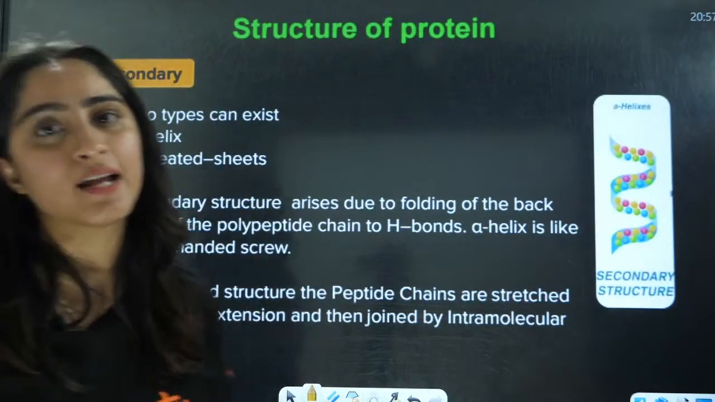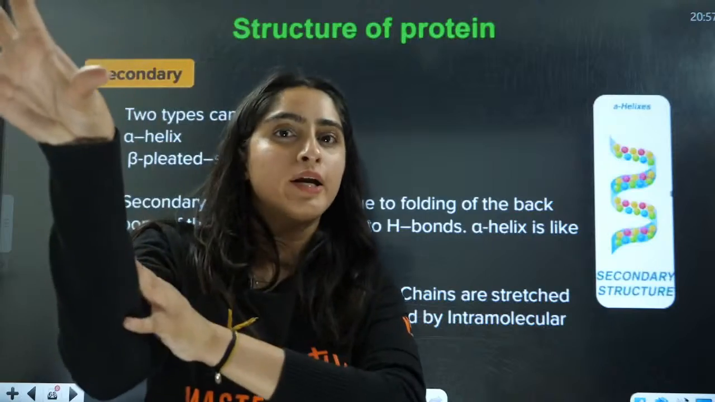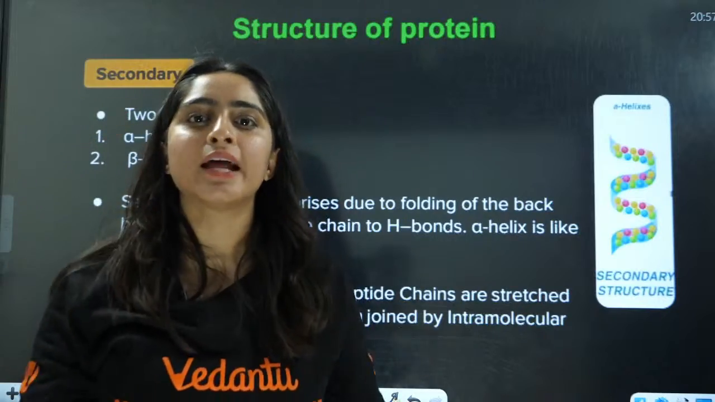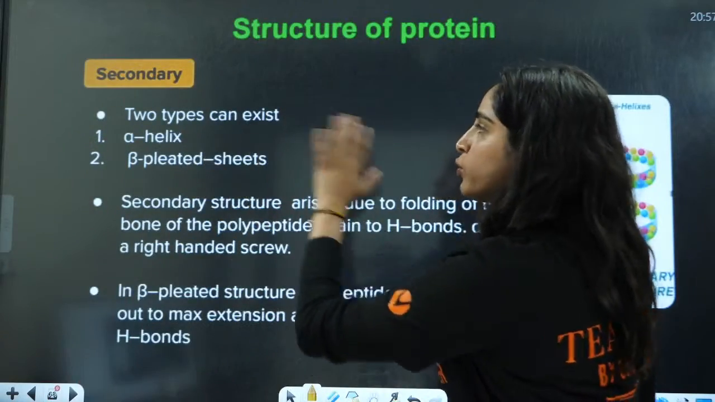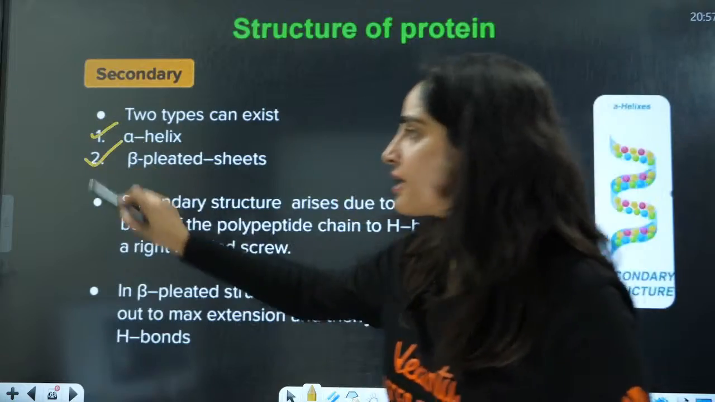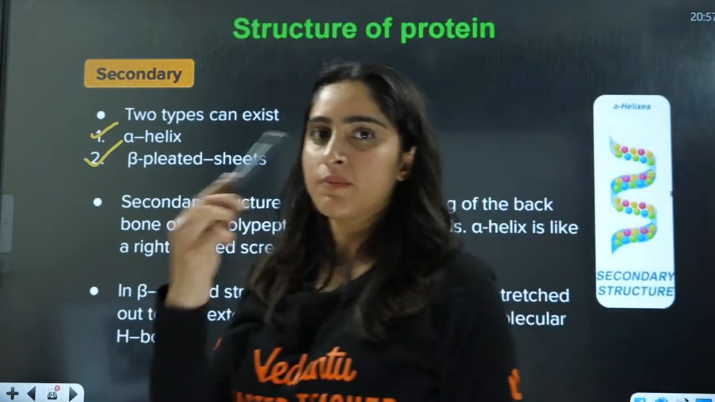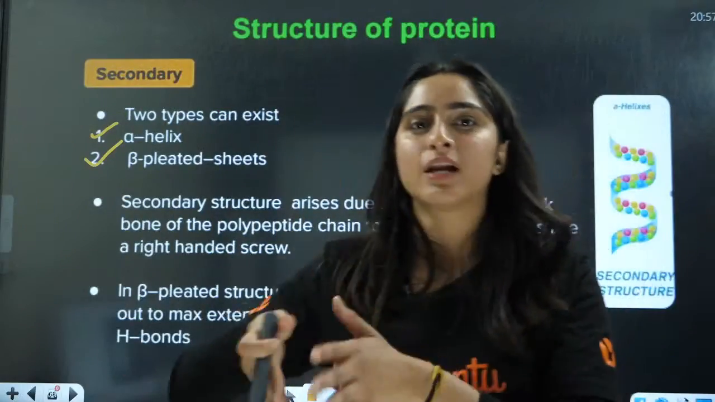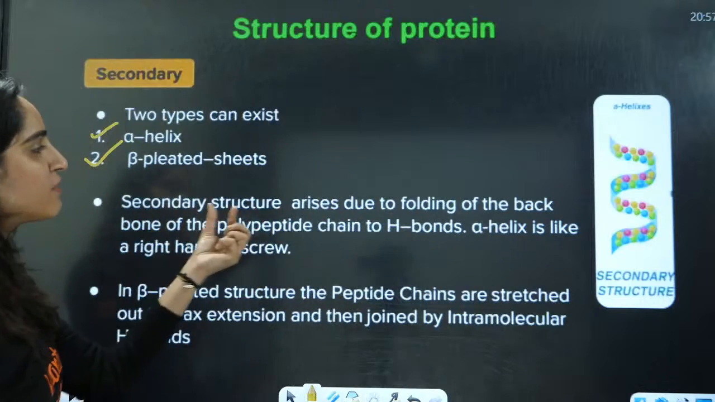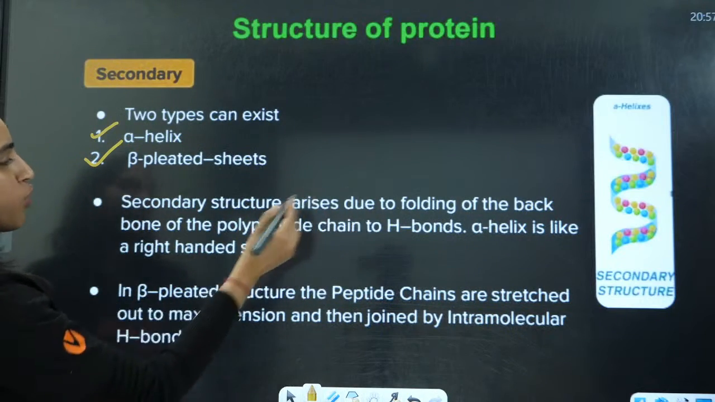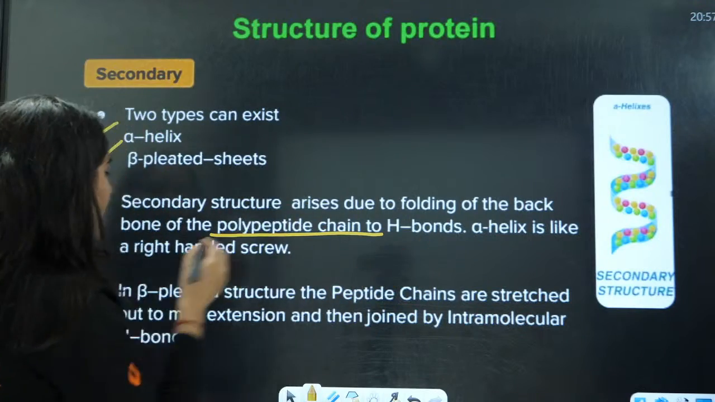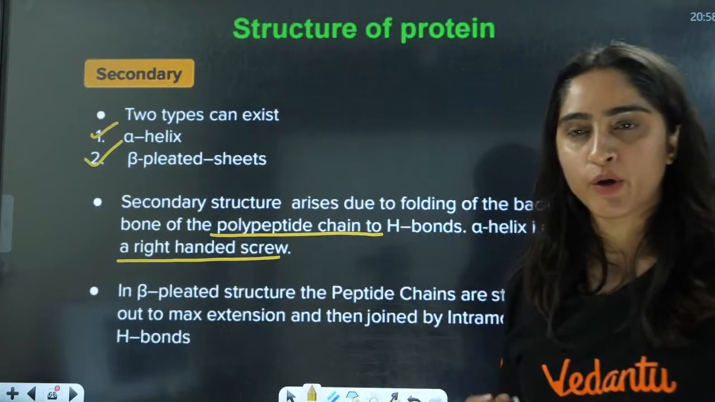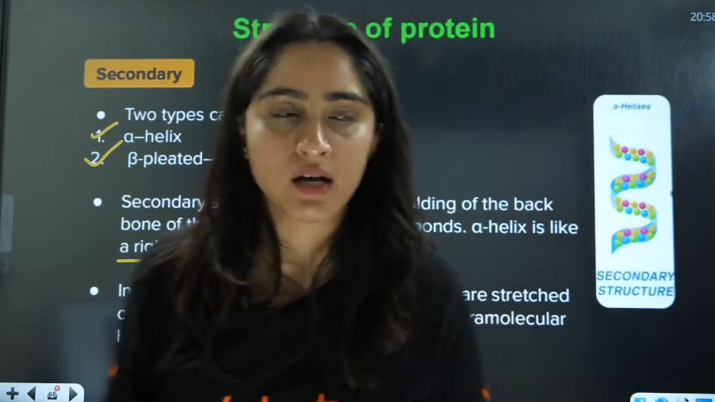If we talk about the secondary structure, it is just zooming out a little bit. Here you see how different chains are linked to each other. Two types of structure can exist, alpha helix and beta pleated. Alpha helix is like a spiral, and beta pleated is parallel to each other. The secondary structure arises due to folding of the backbone of the polypeptide chain by hydrogen bonds. Alpha helix is like a right-handed screw, a spiral, like a snake.